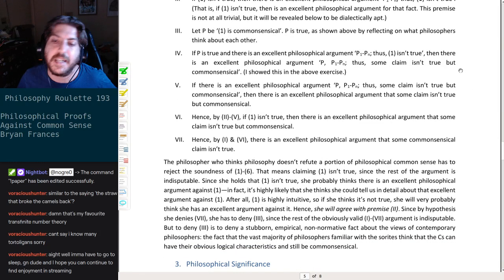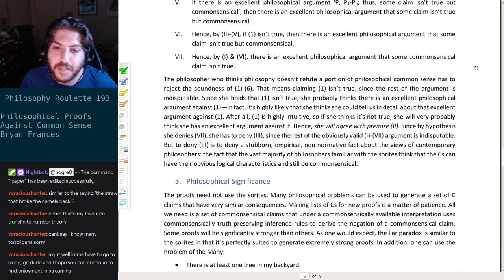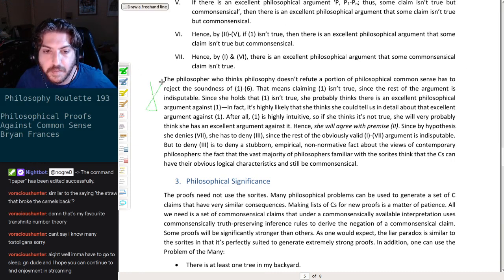5. If there is an excellent philosophical argument, premise 0 and premise 1 to premise n, thus some claim isn't true but commonsensical, then there is an excellent philosophical argument that some claim isn't true but commonsensical. Hence, by all the above, by 1 and 6, there is an excellent philosophical argument that some commonsensical claim isn't true. Okay. The philosopher who thinks philosophy doesn't refute a portion of common sense has to reject the soundness of 1 to 6. That means claiming 1 isn't true, since the rest of the argument is indisputable. I find that dubious, but reasonable given the context.